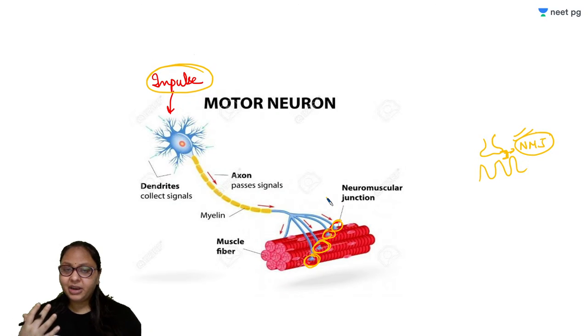First I'll cover the basic physiology of the neuromuscular junction, and then I'll go on to the mechanism of action of the depolarizing and non-depolarizing agents.